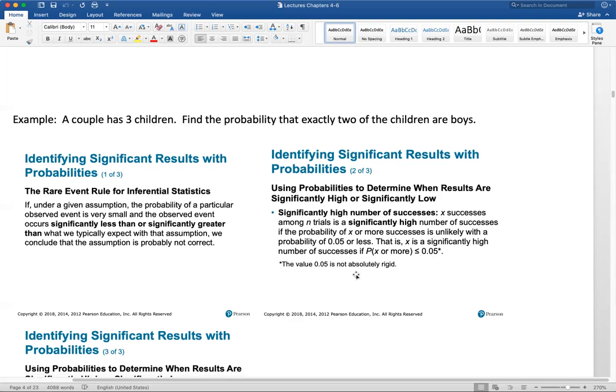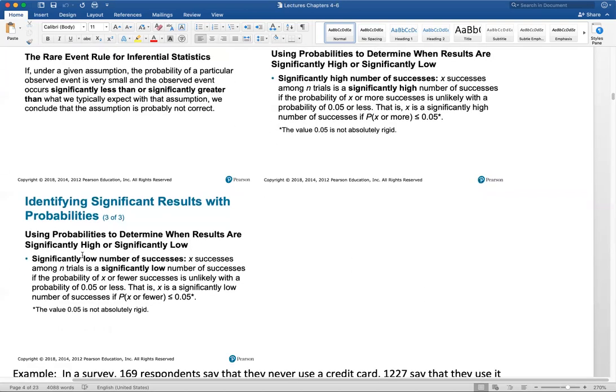And then the significantly low number of successes: X successes among n trials is a significantly low number of successes if the probability of X or fewer successes is unlikely, with a probability of 0.05 or less.